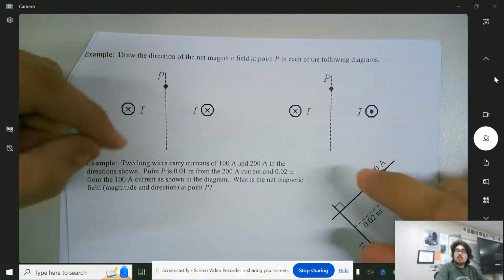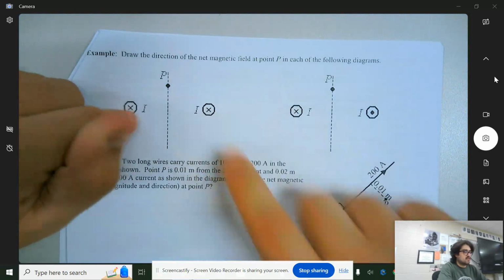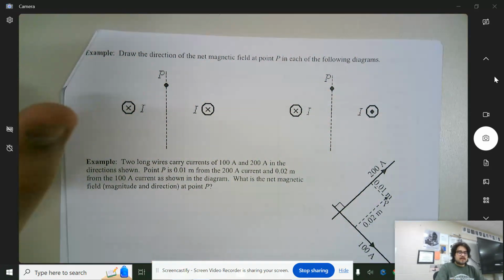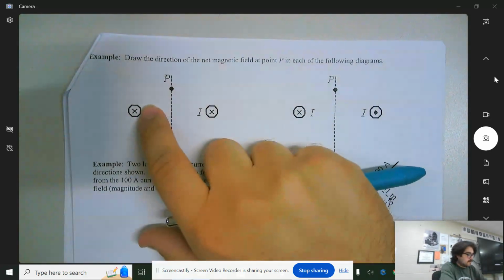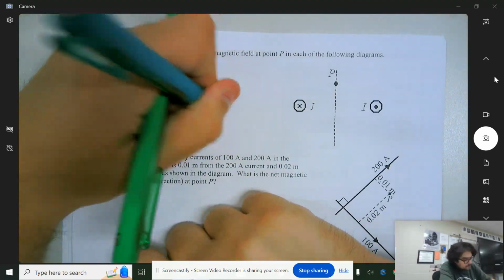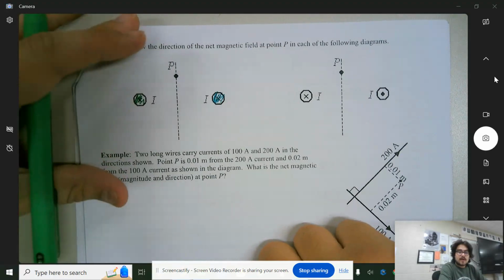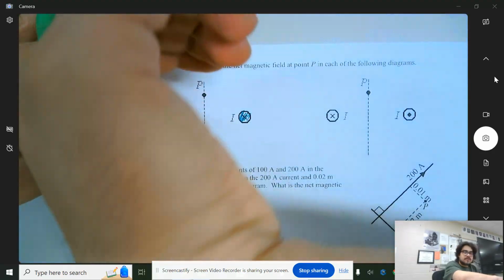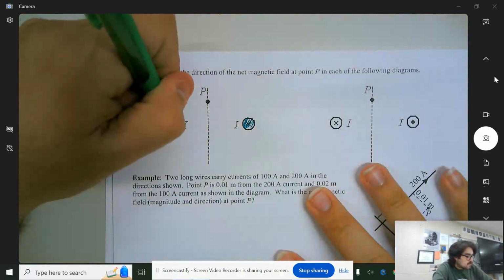Now, we've got two wires in each of these cases. We've got both going into the page, and then one going in and one going out of the page. So what are we going to do about that? I'm going to color code the wires first. I'll make this the green wire right here, and this is the blue wire. First off, this is going into the page, so I need to figure out the direction of the magnetic field as a result of this wire. So thumb into the page, curls in clockwise. So we're going to go clockwise.